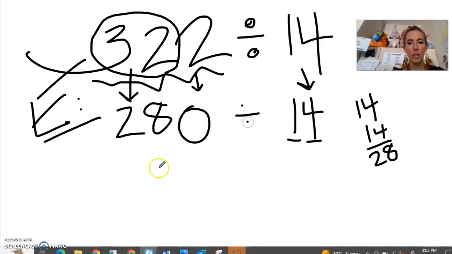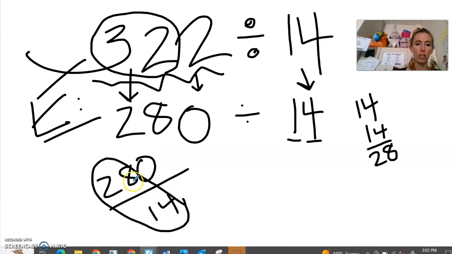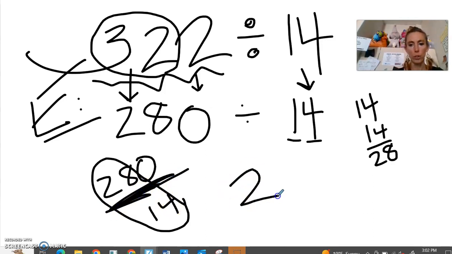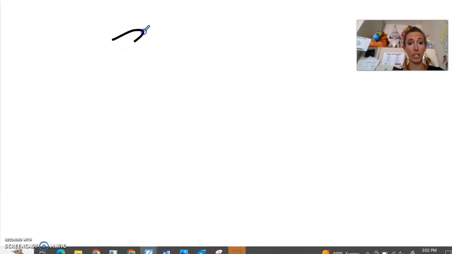So now when I divide 280 divided by 14, I have my fact right here. 28 divided by 14. Well, that's 2. And then I'd have to attach my 0. So I'm getting an estimate of 20. So my answer should be close to 20. So now we're actually going to do it.